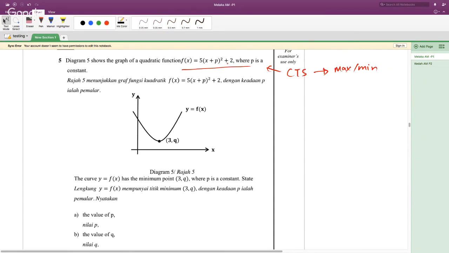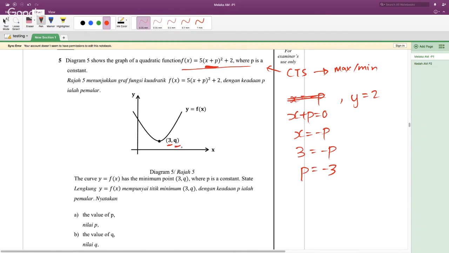So how do we get the minimum point? The minimum in this case is x equals negative p, and the y for the minimum is just equal to q. I get the minimum x value from inside the bracket squared. We always say x plus p equals 0, then x is equal to negative p. From the diagram, we know the x value of the minimum coordinate is 3. So you can say 3 equals negative p, then p is equal to negative 3.